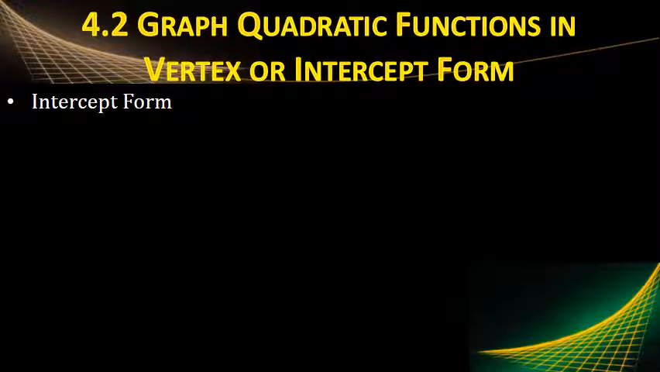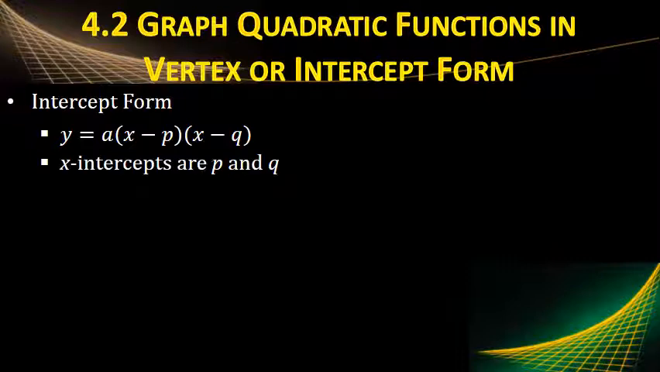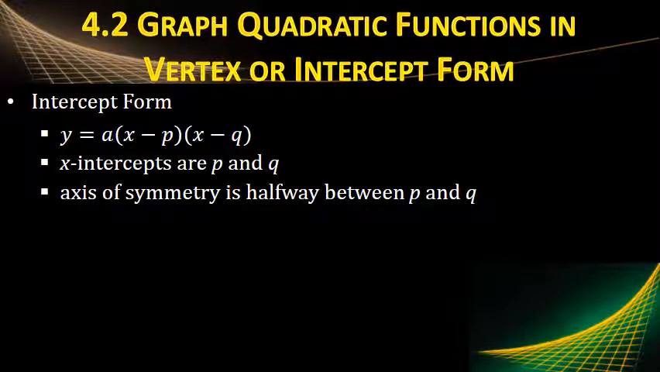Intercept form gives you the x-intercepts. It's y equals a(x minus p)(x minus q), where p and q are the x-intercepts. a is still the leading coefficient and tells you whether it opens up or down or how wide or narrow your graph is. The axis of symmetry is halfway between p and q. So you'd add p and q and divide by 2 to get the halfway point.